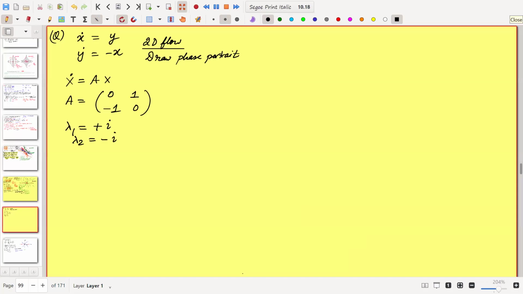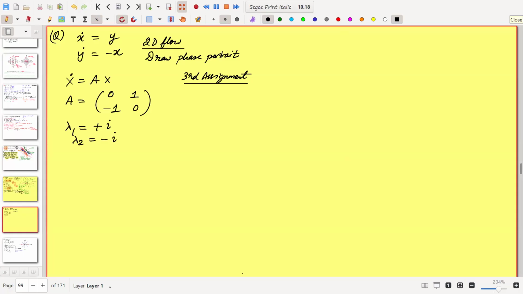Shall I give this as an assignment? Third assignment. Okay. This will be the third assignment. So how will you get to this phase portrait? How does this phase portrait look?